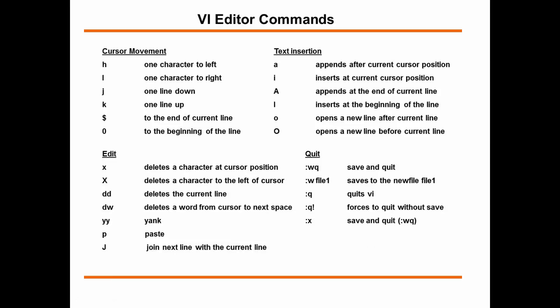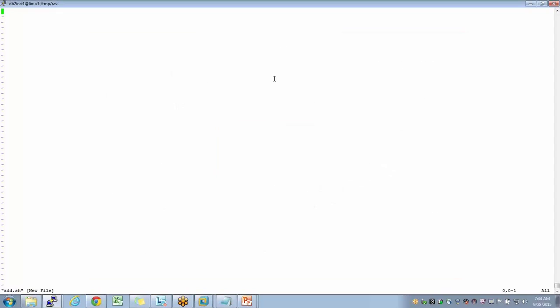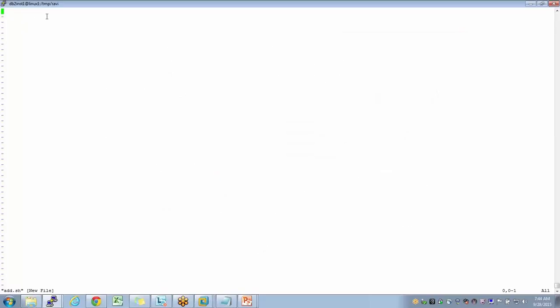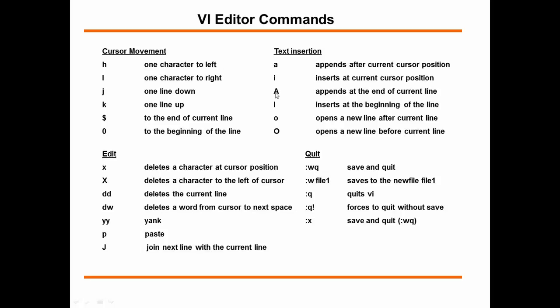How can I go? By pressing any of these 6 characters. How can I write something? By pressing any of these 6 characters. When I press small i, it starts writing from the cursor position. When I press small a, it writes after the cursor position. When I press capital A, it appends at the end of the current line. When I press capital I, it inserts at the beginning of the line. Small o opens a new line after the current line. Capital O opens a new line before the current line.